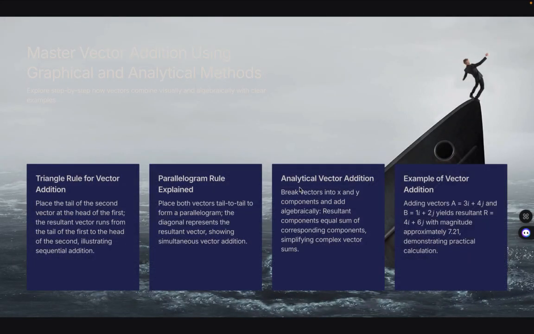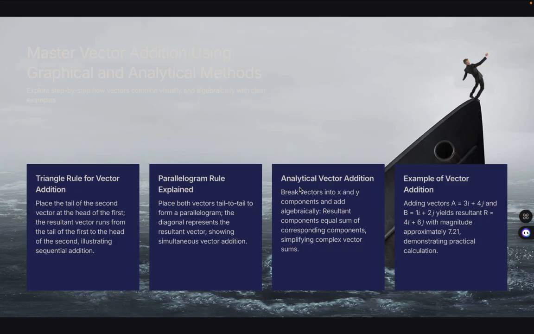First, let's go into mastering vector addition using graphical and analytical methods. The triangle rule for vector addition. In this case, we have a ship that this man is standing on, which shows a direction in which the ship is going, and there's a magnitude of the force that is causing the ship to go down into the ground, which we'll get into soon. If you were to draw it, we'd place the tail of the second vector at the head of the first, and the resultant vector will run from the tail of the first to the head of the second, illustrating sequential addition.